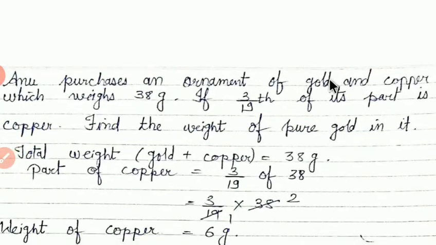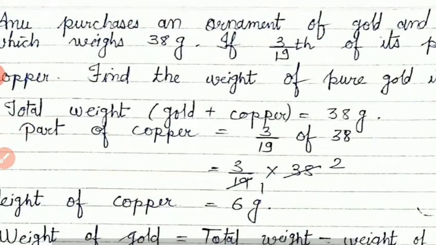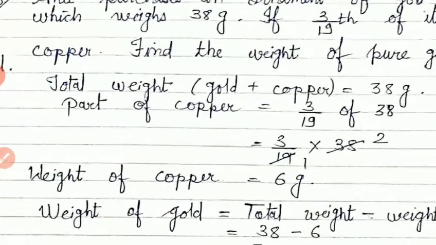You can see an ornament is given which is made up of gold and copper both. And out of this, copper weight is 3 by 19th of 38 gram. Now we have to find the weight of pure gold. So first we'll write from the question the total weight, gold plus copper, is given how much? 38 gram. And part of copper means how much part of that ornament is made up of copper? 3 by 19th of it. It means 3 by 19th of 38. So 3 by 19 into 38, 19 ones are 19, 19 twos are 38. So you can see that the weight of copper in this ornament out of 38 gram is 6.